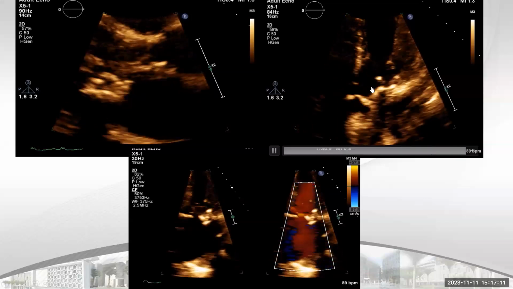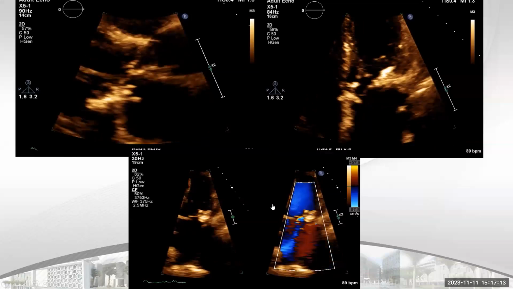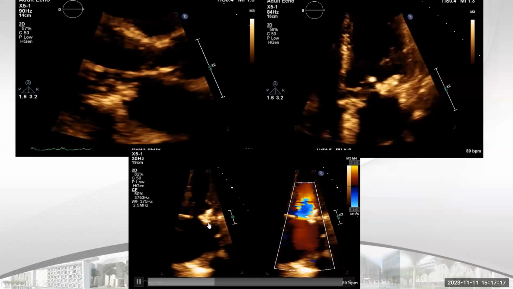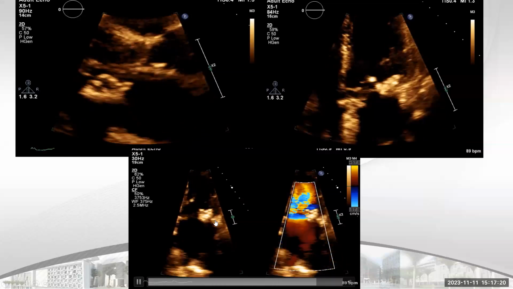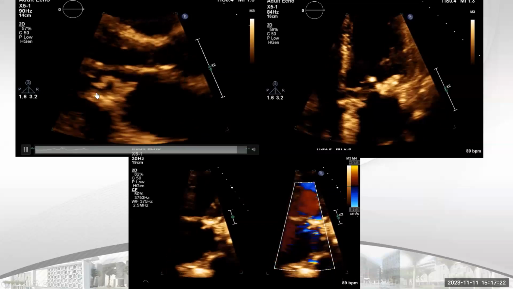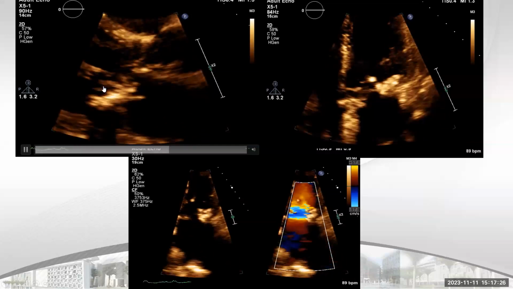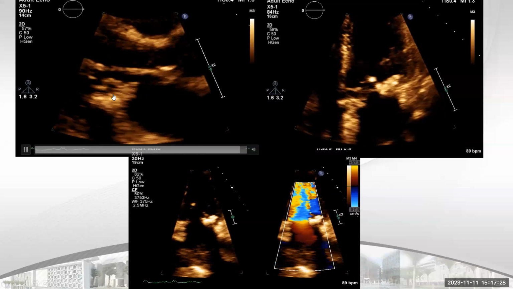Even here. So now we are talking about a big vegetation, mass calcified, attached to the posterior mitral leaflet and the annulus. And also, if you notice, there is some cavitation here. So this is abscess. It was confirmed to be abscess of the posterior mitral leaflet.